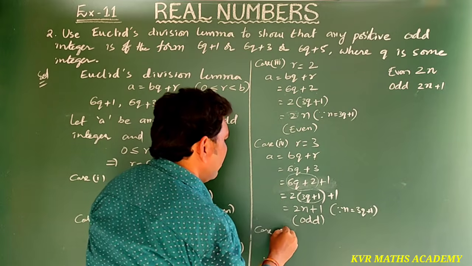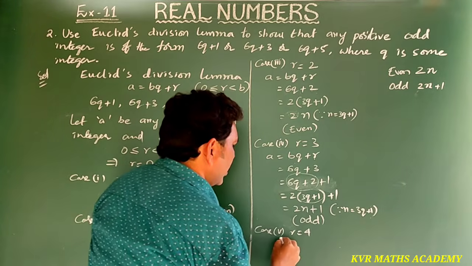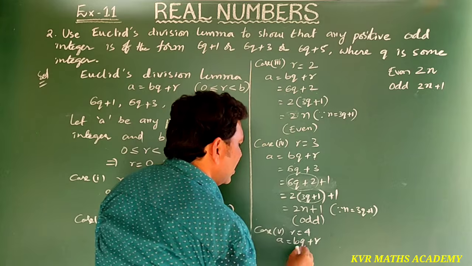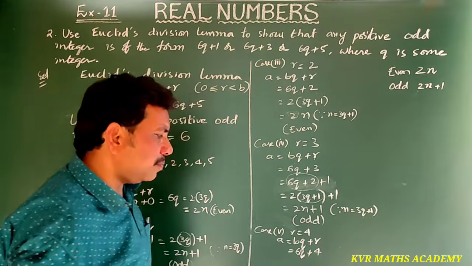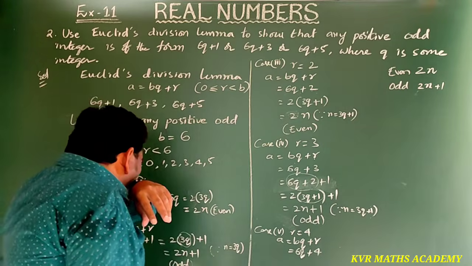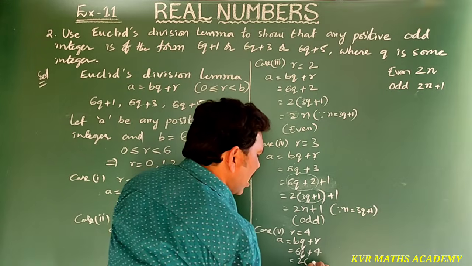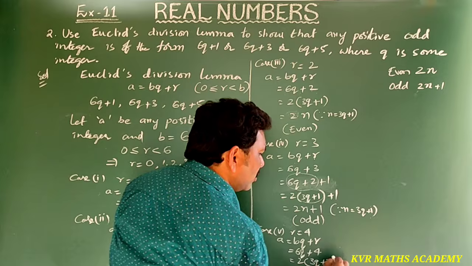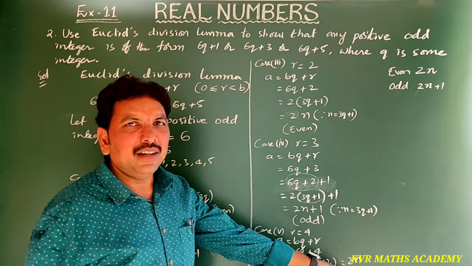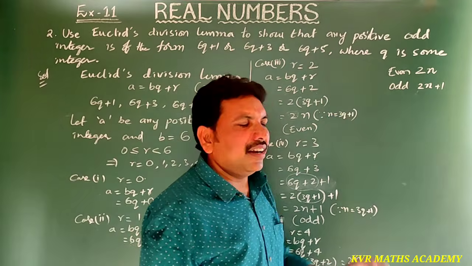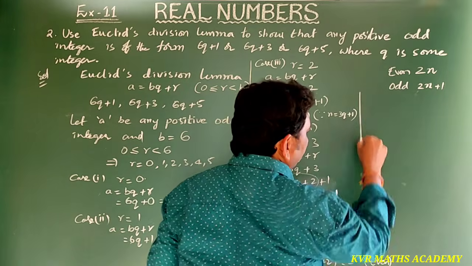In the same way, 3 is completed, 4 and 5 are there. Case 5, r is equal to 4. So a is equal to bq plus r, that is equal to 6q plus 4. In these both, what is the common? Yes, 2 is the common. So this is 2 into 3q plus 2. It is in the form of 2n only, no? So 2n means, yes, exactly, even.